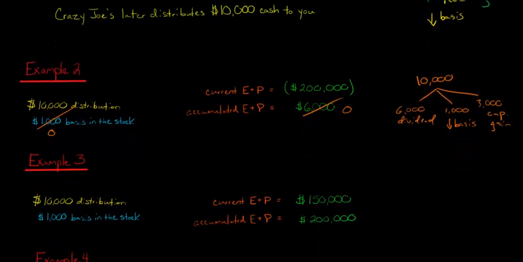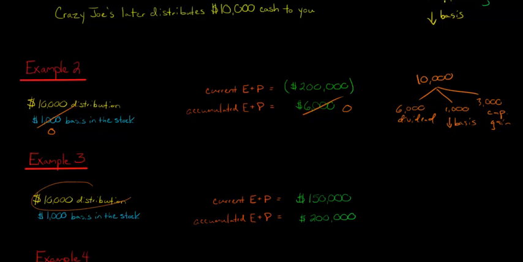Now, let's change the facts slightly again. Now we still have a $10,000 distribution and a $1,000 basis in the stock. So that hasn't changed. What I have changed are the amounts for current E&P and accumulated E&P. So current E&P is $150,000. Accumulated E&P is $200,000, right? So here's how this is going to work. We've got the $10,000.